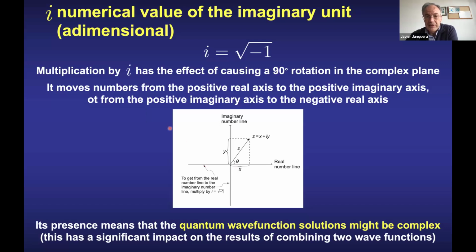So the most important thing here, besides the effect of this i, is that it immediately tells us that the solutions of the Schrödinger equation, the quantum wave functions, may be complex. And this is a very important issue that will appear afterwards at the time of describing, for instance, oscillatory waves and oscillatory behaviors of the solutions. Okay, and this may be a difference with respect to other equations in classical physics.